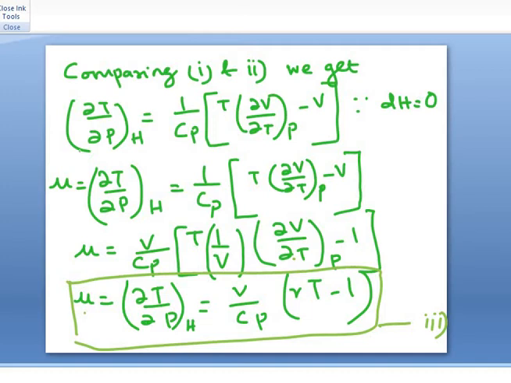So what is (dou T by dou P) at constant H? Let us take it as mu, which is the coefficient. Mu is equal to 1 by Cp [T (dou V by dou T) at constant P minus V]. Rewriting again, we get this expression: (dou T by dou P) at constant H is equal to V by Cp times (gamma T minus 1), where gamma, which we know already, is 1 by V dou V by dou T. And this is our equation number 3.